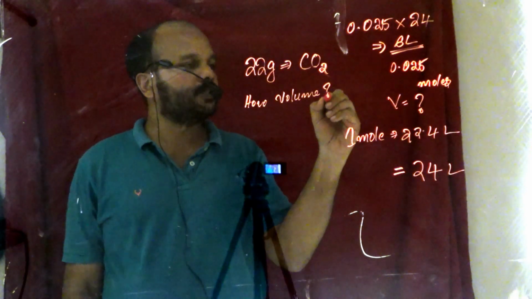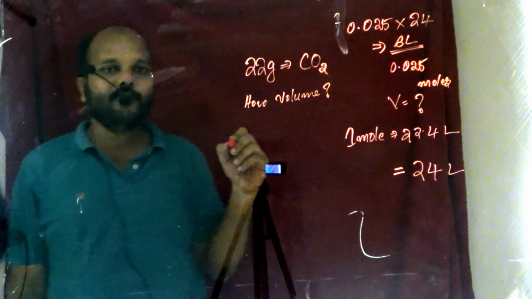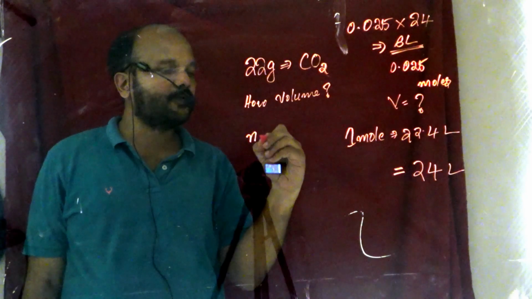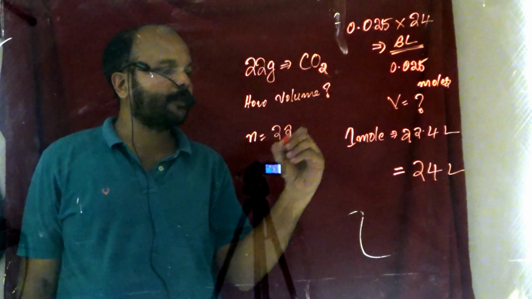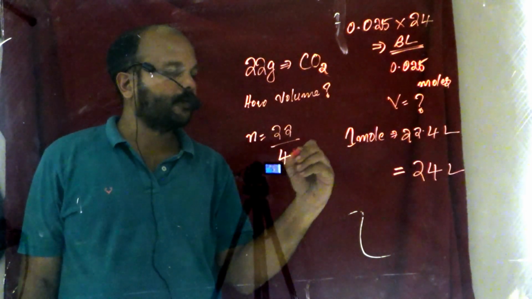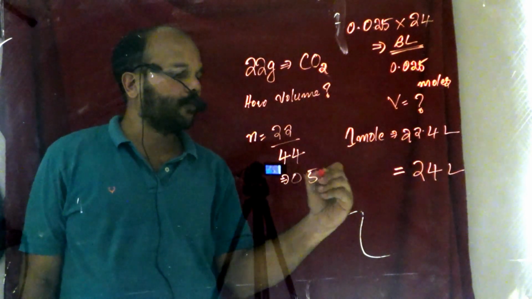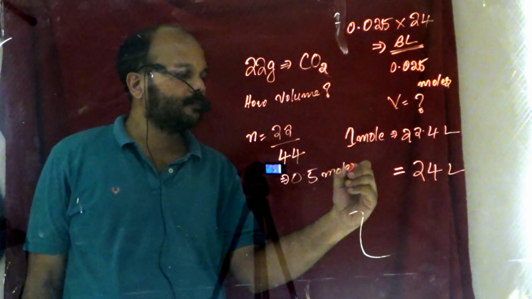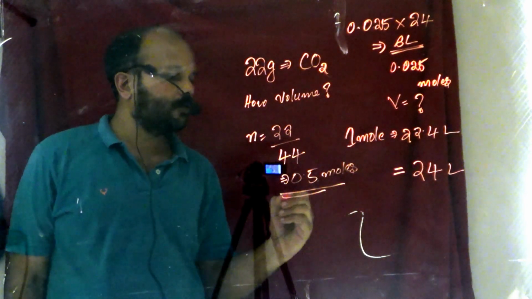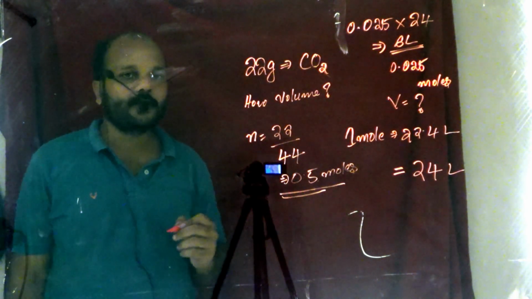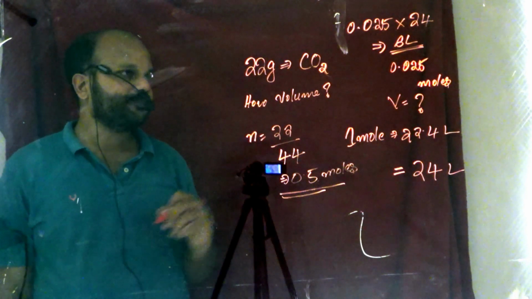How much volume is this going to occupy? For this question, you can calculate the number of moles: 22 divided by 44. So this is going to be 0.5 mole. 0.5 moles it is going to occupy.